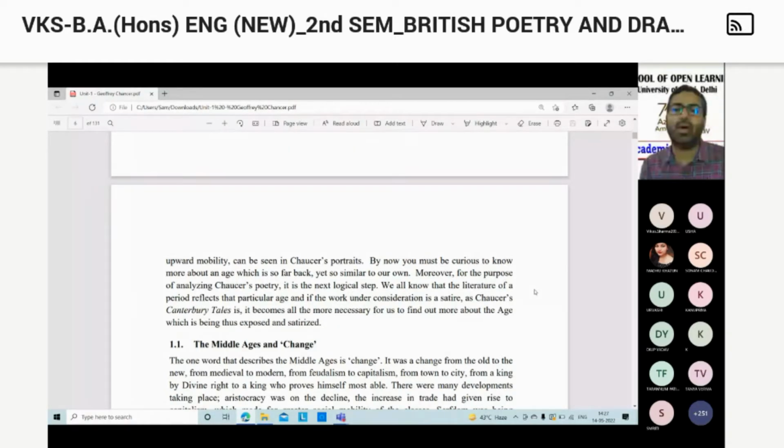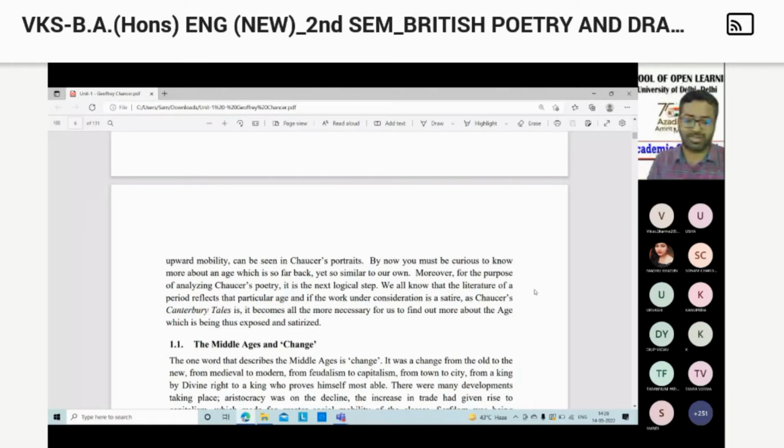By now, you must be curious to know more about an age which is far, far back, yet so similar to our own. So interestingly, why is Chaucer even relevant today? Because what Chaucer was doing so many years back is relevant even now. Even now, we face similar kinds of challenges, similar kinds of problems, similar kinds of things that are happening with us. We are facing the problem of corruption. We are facing the problem of greedy people. We are facing the problem of different other kinds of things.